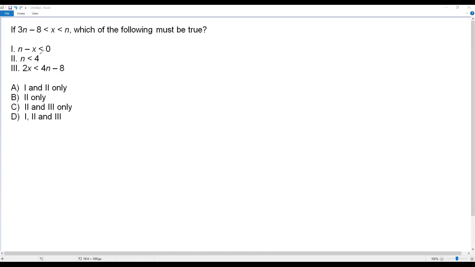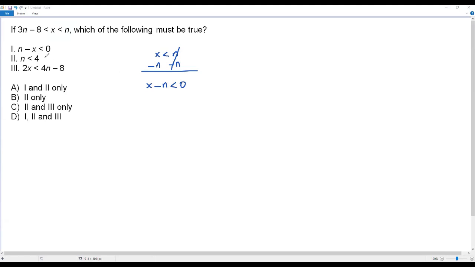Okay, so for that, I'm going to consider the first statement. That is, I'm going to verify whether the first statement, n − x < 0, is true or false. For that, I consider the part of the given inequality, x < n. Let me write it over here. Now I subtract n from both sides. When I do so, the positive and negative n cancel. I'm getting x − n < 0.